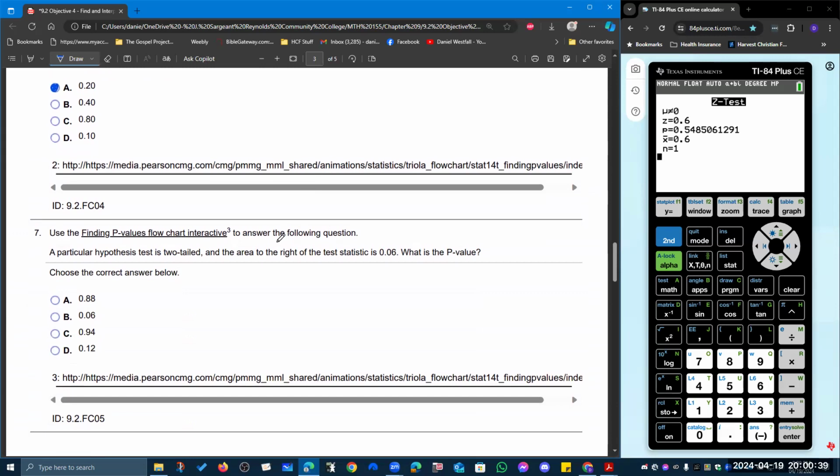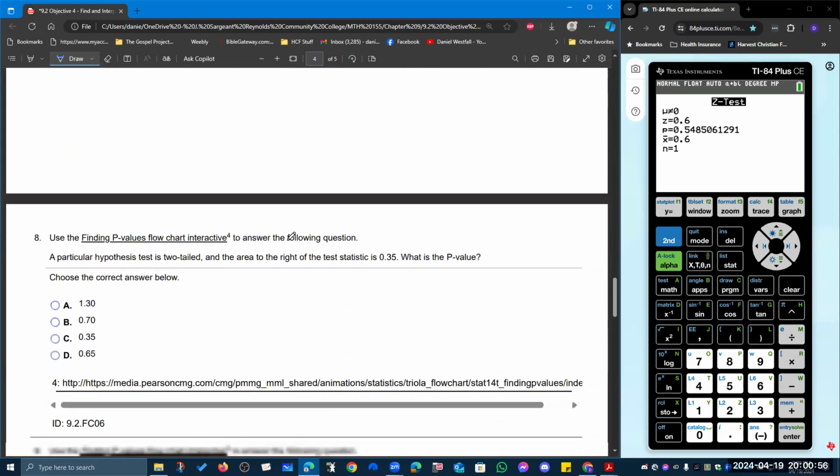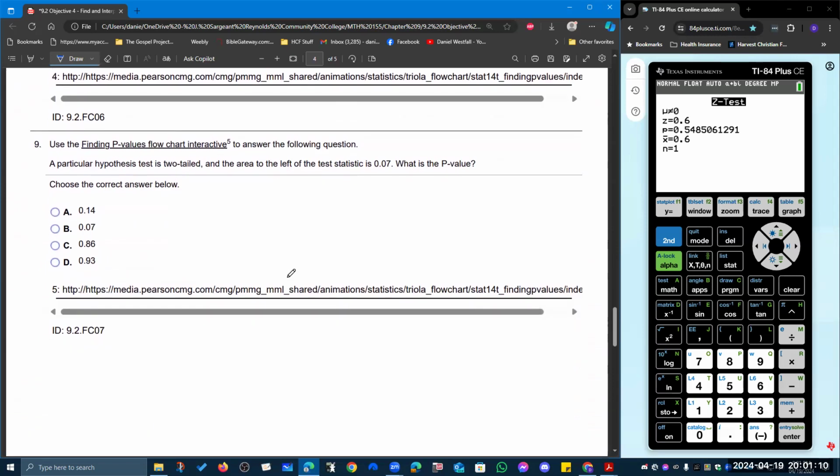A particular hypothesis test is two-tailed, and the area to the right of the test statistic is 0.06. What is the p-value? It's 0.12. You have to double it because there are two tails there. If the area to the right is 0.35, the p-value is 0.70. If the test is two-tailed and the area to the left of the test statistic is 0.07, we double it and we get 0.14.